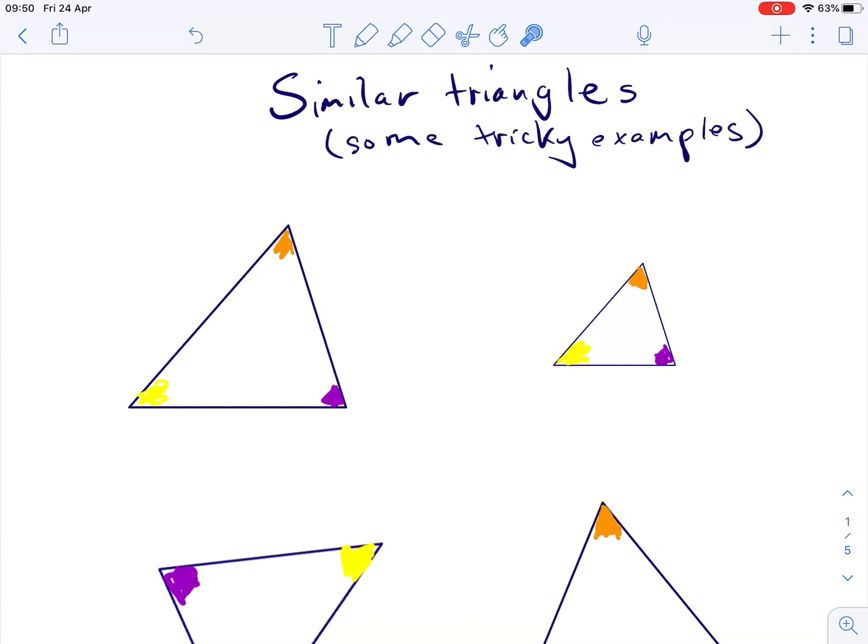Now, any two shapes are similar when they share the same interior angles. So in triangles' cases, that would be three angles which are exactly the same. It doesn't matter if the triangle has been shrunken or enlarged. You could say that a shrink is an enlargement with a scale factor smaller than 1. So this is similar to our original triangle here.